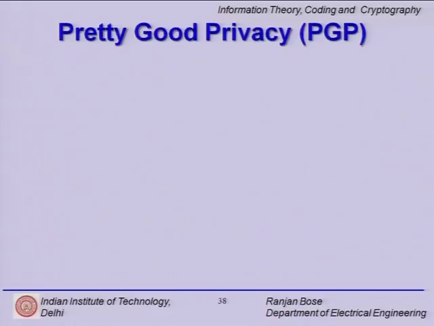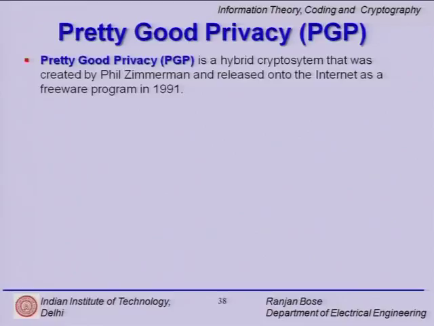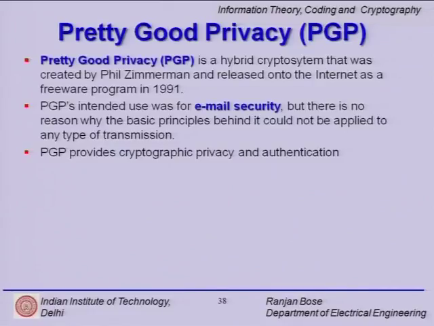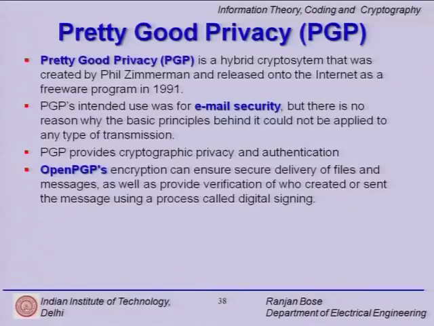We go to now the next, so to say, de facto standard, Pretty Good Privacy. PGP is a hybrid crypto system, right, created in 1991. It was released over the internet by Phil Zimmermann as a freeware program, and it was intended to be used for email security, but it can be used for a variety of applications. PGP provides cryptographic privacy and authentication. So, both of them are there, which is very important for email security.